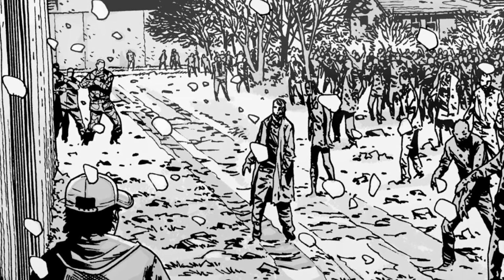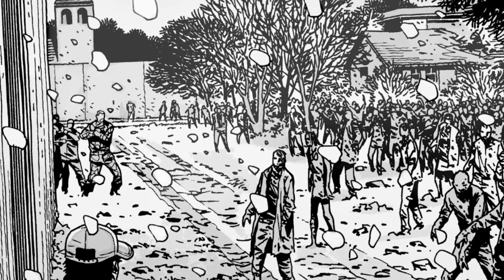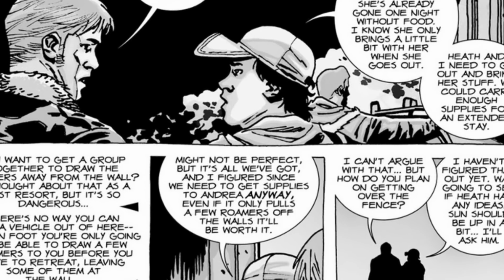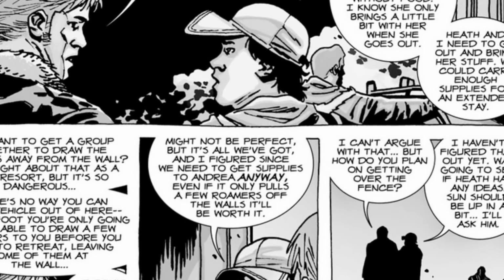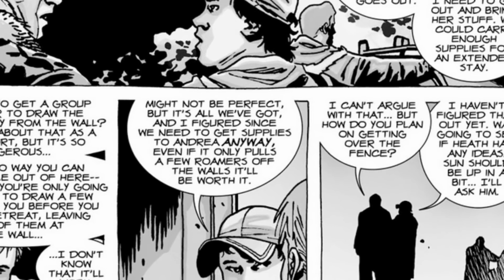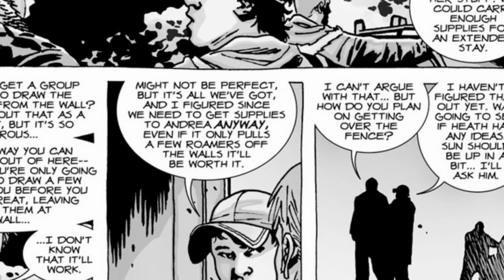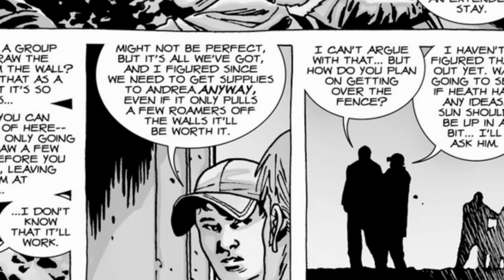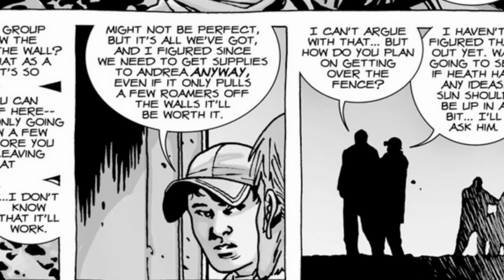Glenn and the group sprint forward and throw open the gates, but Bruce, one of Abraham's construction crew, is bitten on the neck and dies on the way inside. With Alexandria quickly being surrounded on all sides by the massive zombie herd, Glenn approaches Rick with the plan of taking a small group outside the walls to bring supplies to Andrea, who was now stranded in the bell tower outside with no way of getting back to the town, along with hopefully drawing some of the zombies away from the walls while they're out.